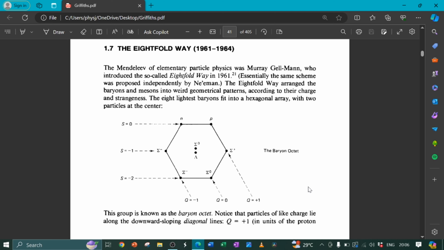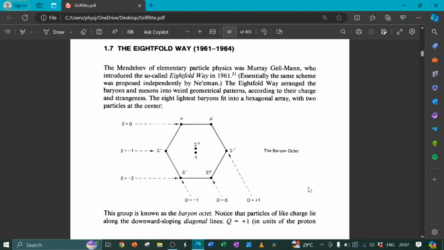The 8 lightest baryons fit into a hexagonal array with 2 particles at the center. The baryon octet: S equals 0 for neutron and proton, S equals -1 for sigma minus, sigma 0, lambda and sigma plus, S equals -2 for xi minus and xi 0. This group is known as the baryon octet.